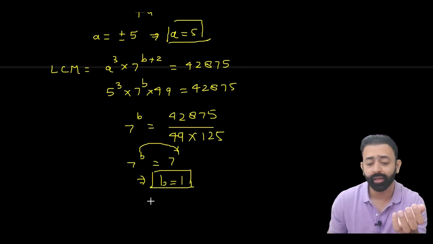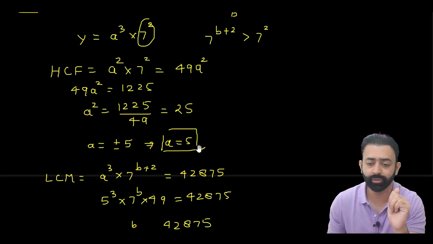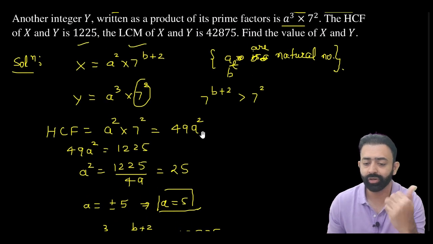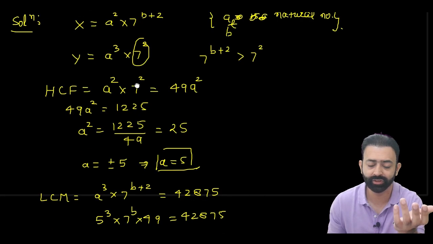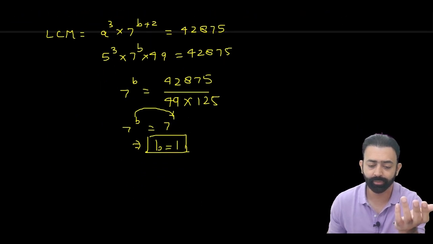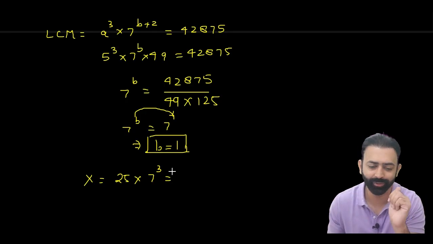Right? Now having known the value of a and b, the question was asking us to find the value of x and y. So x was written as a square into 7 raised to power b plus 2. Putting back the value of a and b, this is a square, meaning 25, into 7 raised to power b plus 2, meaning 1 plus 2 is 3. So whatever the value is, you can find out on your own.